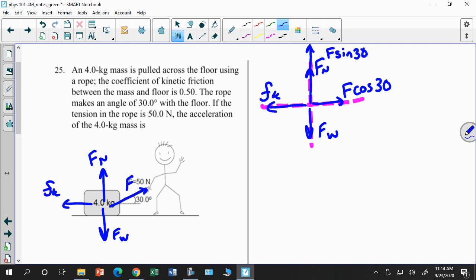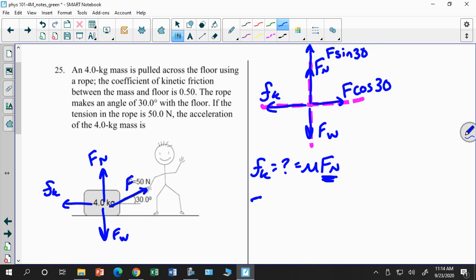Okay, so to find the acceleration, I really only need to consider the x motion. But this is complicated because I don't know what Fk is. I have to figure out what Fk is. So my first order will be to say, what is Fk? And I know that Fk is equal to mu times the normal force. So really my first step is to say, what is the normal force?